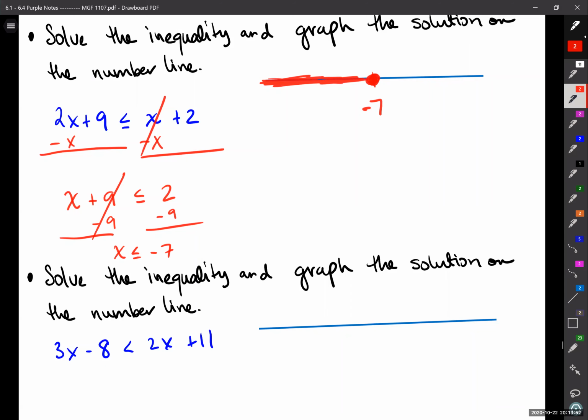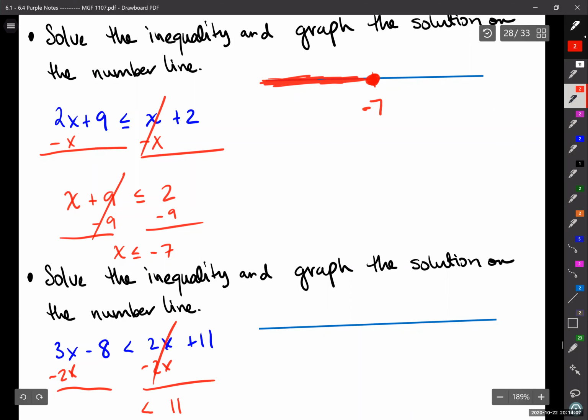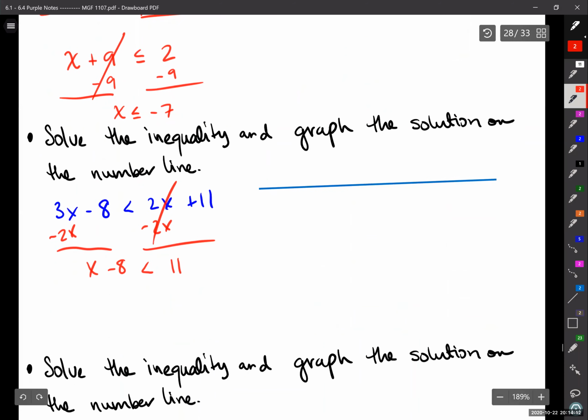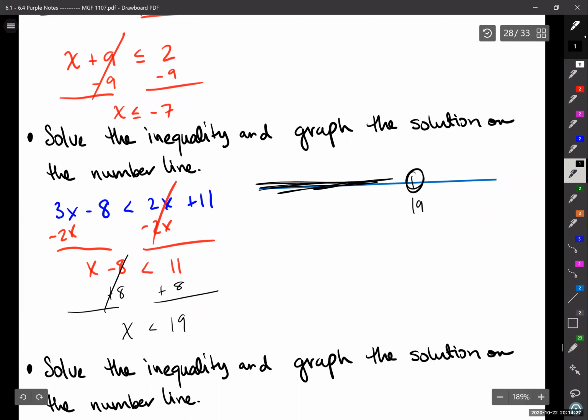Okay, now our second one, I see I've got x's on both sides, so I'm going to move x's to one side, numbers to the other. Specifically, I'm going to subtract by the 2x since it's positive to move it over. That would leave just an 11 here. 3x minus x is just an x. So to solve for x, we could add an 8 to both sides to counterbalance the -8. X is less than 19. So we mark 19, open circle because it just said less than, not less than or equal to. And then we shade like this.